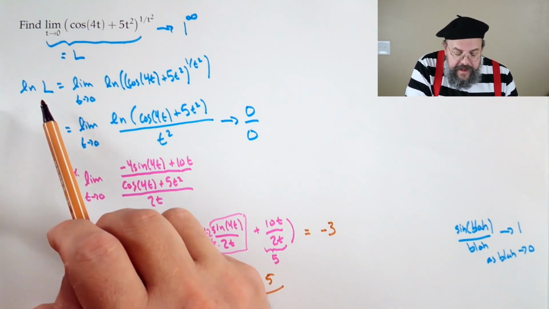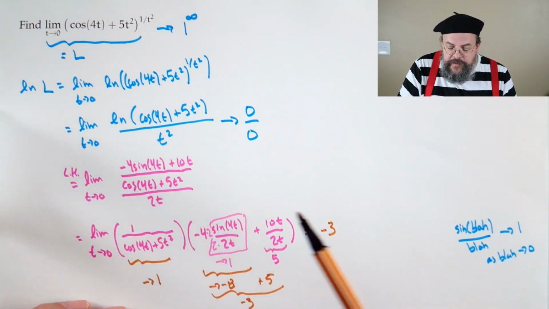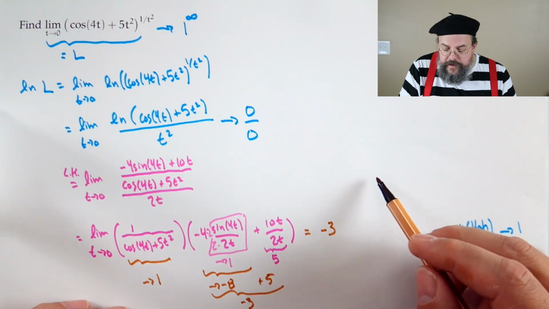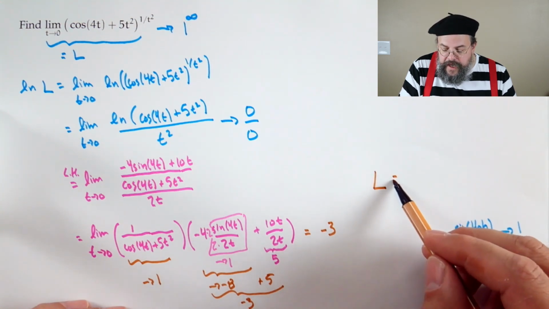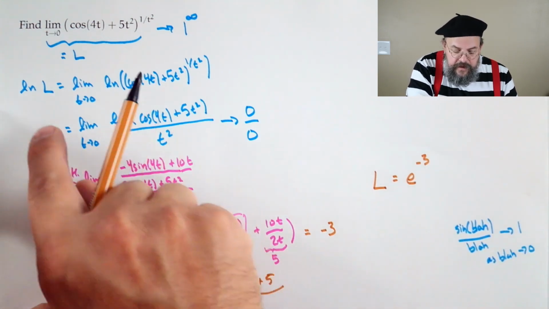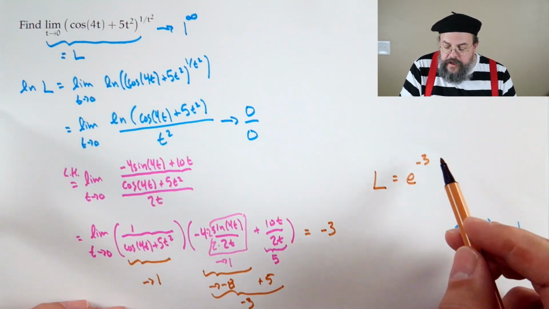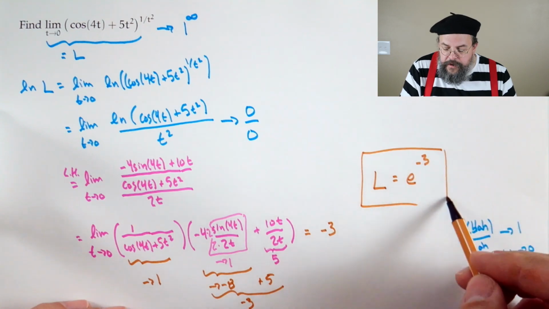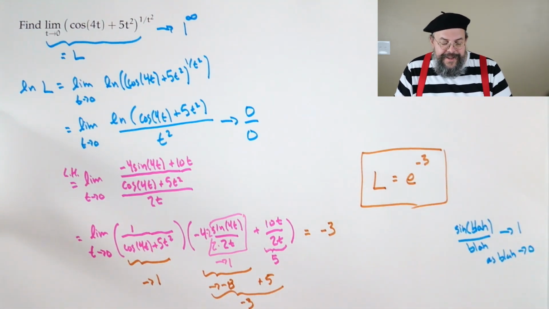Now remember, that's not our answer. It's the log of our answer. And therefore, we can say that our real limit we are after is e to that answer, negative 3, right? So get rid of the log, use the e, and there we go. That's it. Good. We're getting the hang of these problems, I think.